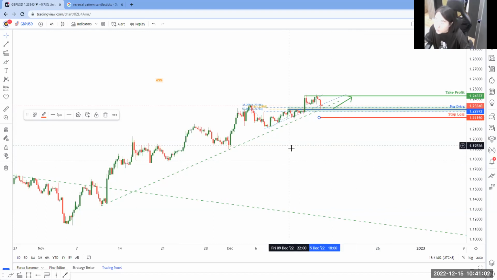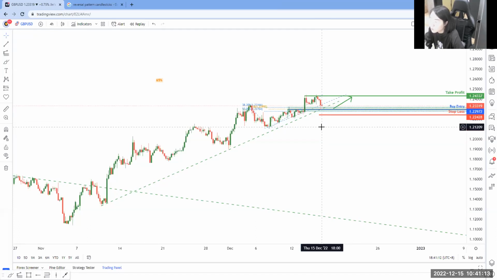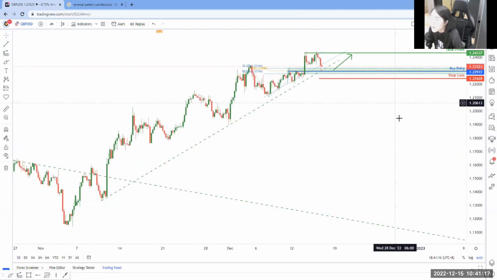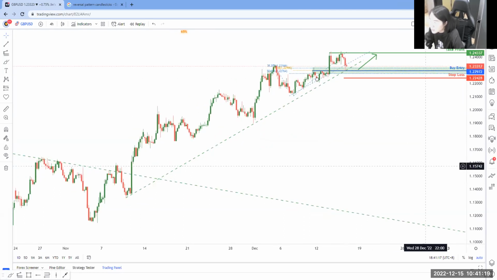Okay, so if you still want to get in on this trend, you still can. Obviously, you still can, but just use a tighter stop loss and a smaller lot size so that the risk is minimized. Okay, so I personally think I'm going to skip this trade.